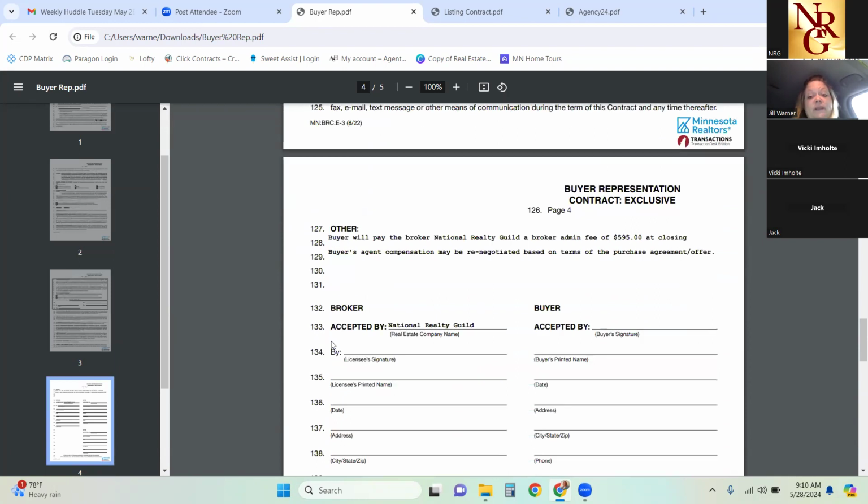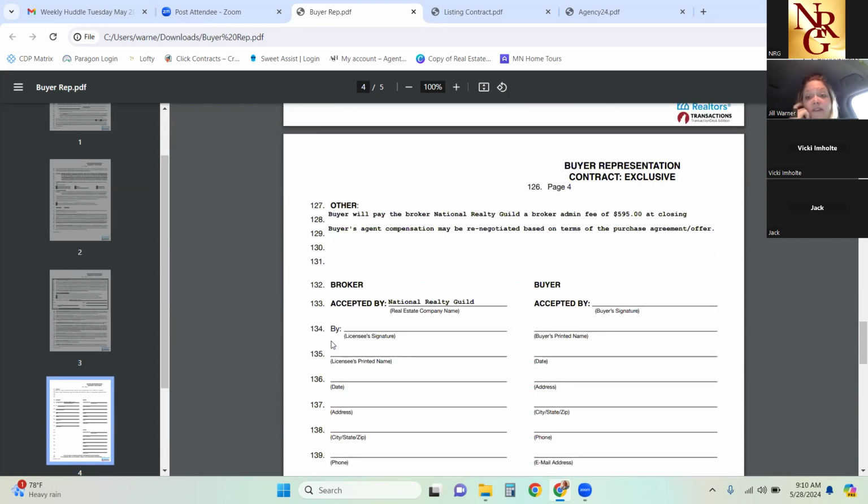These are the really big key points right here for the buyer rep. And again, Liz Reynolds went over this, and ever since she went over that with us, this is what I've been putting in my buyer rep contracts. So the first thing that I always put in here and I always explain to my clients is buyer will pay the broker National Realty Guild a broker admin fee of $5.95 at closing. So I'm having my buyers and my sellers pay that $5.95 at closing.